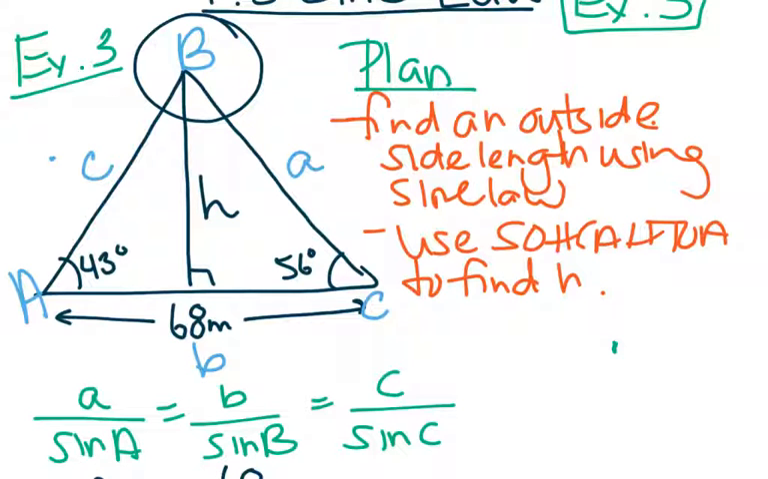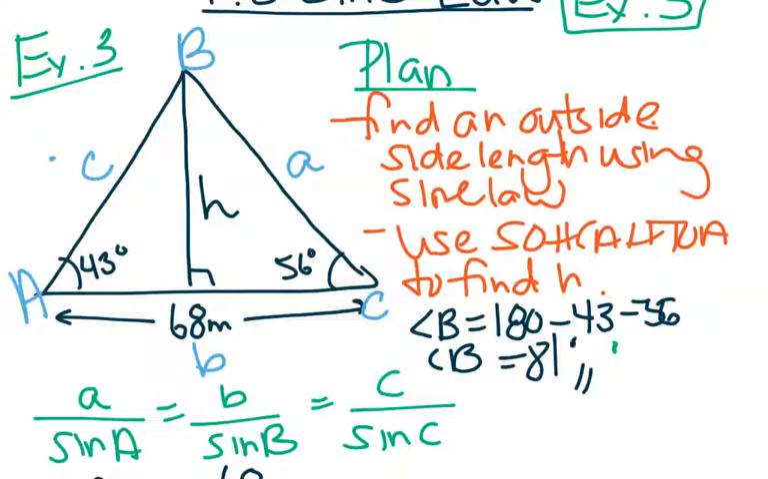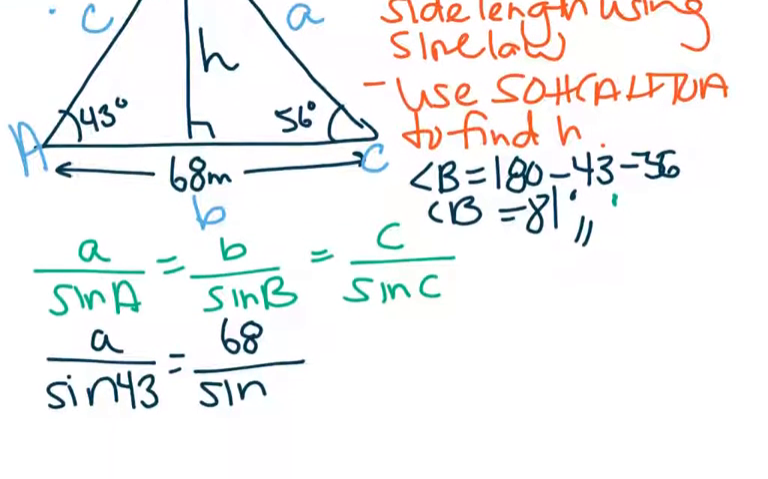Do we have big B? No, but can we figure it out? Yes, because we've got two angles, and we know the trick. The trick is that all the angles inside of a triangle have to equal 180. So angle B is going to equal 180 minus 43 minus 56. What that means is angle B is going to equal 81 degrees. So I'm going to put that in. This whole thing is 81 degrees.